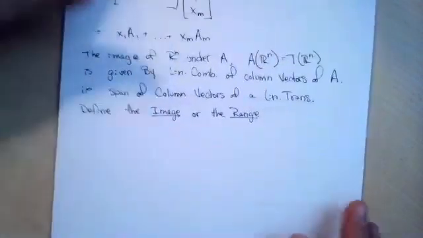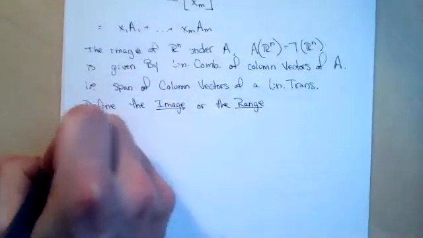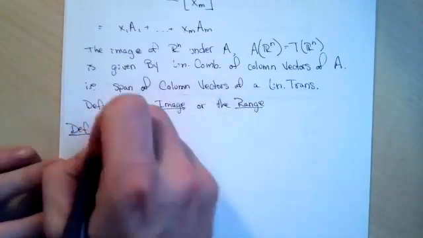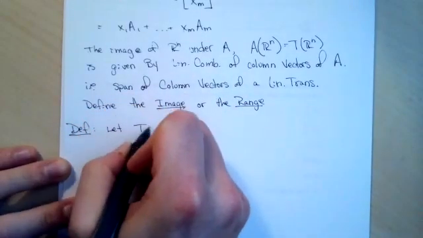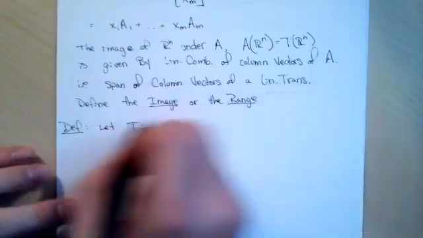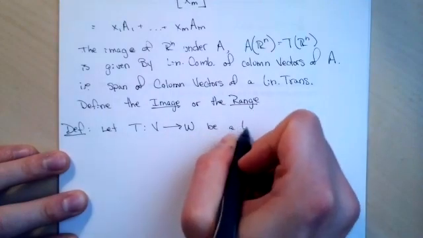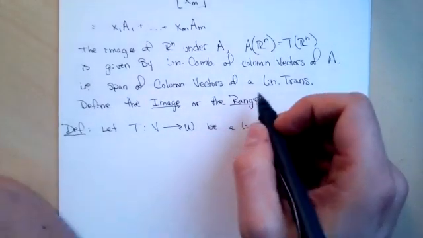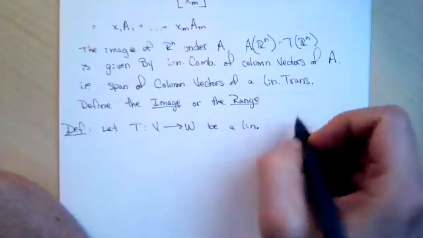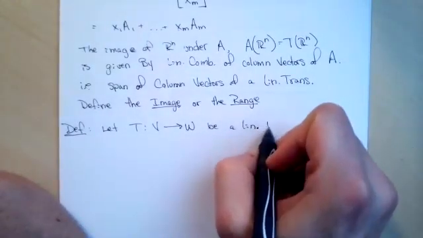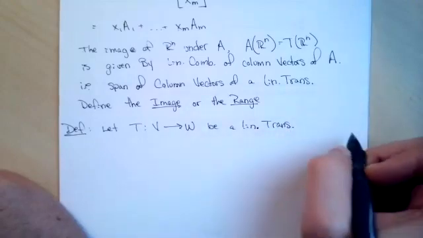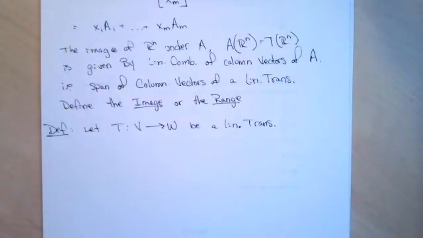So we have a few definitions. So we're going to let T be a linear transformation from V to W, and V and W can be any arbitrary vector spaces. They don't have to actually be Rn or Rm. We will see, though, that any vector space of a given dimension is isomorphic to all vector spaces of the same dimension.